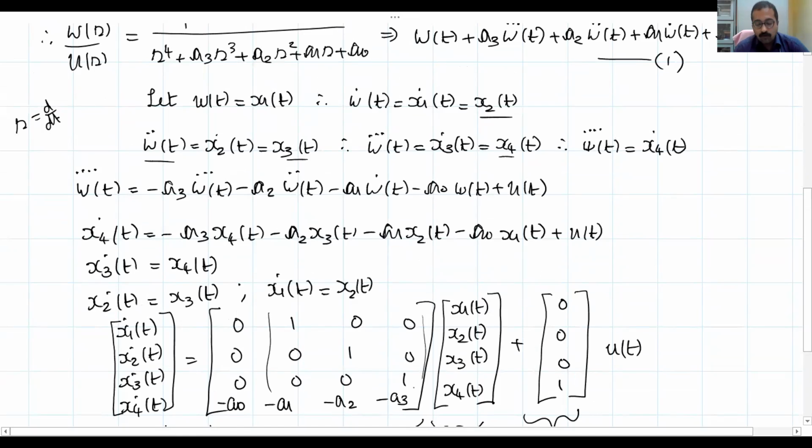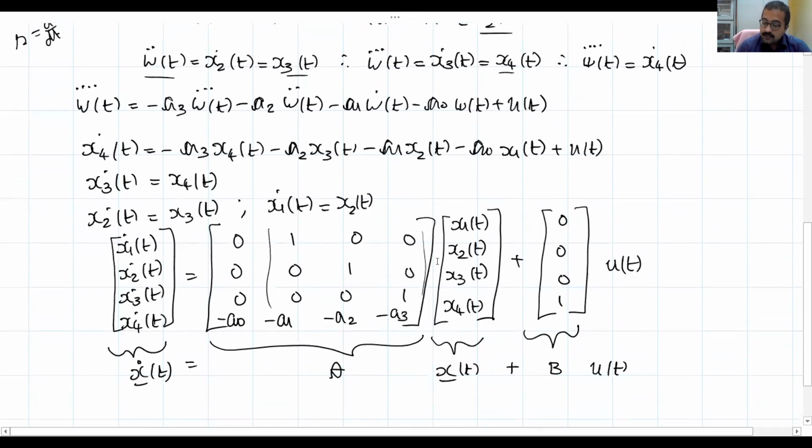It will have an n-1 cross n-1 right square matrix whose diagonal elements are 1. The total order of the system was 4th order, so n-1 cross n-1 means a 3 by 3 square matrix, whose diagonal elements are 1 and all other off diagonal elements are 0. Similarly, the B vector has the last entry as 1, and all other entries in the B vector are 0. So this is the x dot equal to Ax plus Bu form.